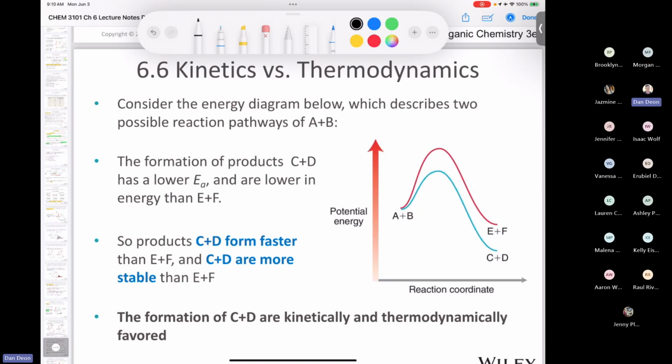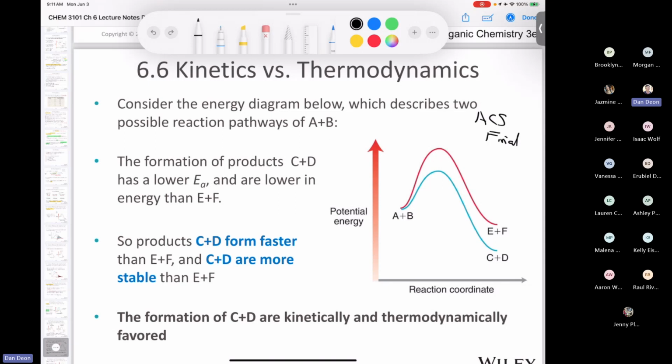So this is a question I've seen on a final exam. I don't know if it's on your final exam, but this question has been on an ACS final before. This question right here gives you two pathways for A and B. One of them leads you to C and D, and one of them leads you to E and F. If you look at those two, we'll call one the blue curve and the one the red curve. Could anybody tell me which one is going to occur faster? Which one is the faster reaction, the blue curve or the red curve?